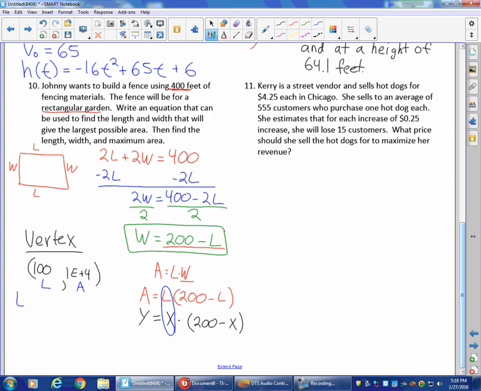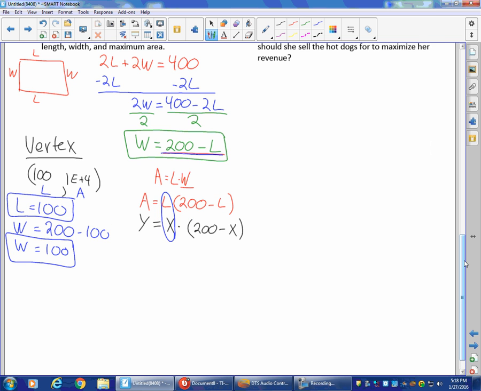So we know that the length equals 100. So to find the width, I'm going to go back here. What's 200 minus 100? So my width is 100. And so if I do the area equals my length times the width, I'm going to multiply 100 times 100. And so the area equals 10,000. We want to use units, feet squared.